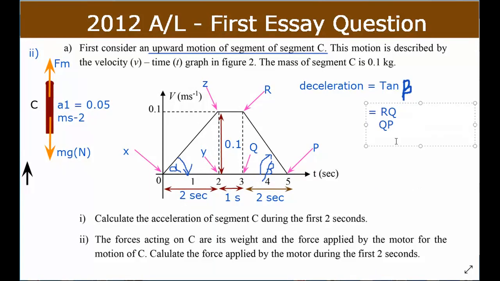What is the length of RQ, this side? 0.1. Very good. What is the QP distance? 2 seconds. Therefore, 0.1 divided by 2, we get 0.05. Am I right? Do not forget the units. So this is the deceleration.